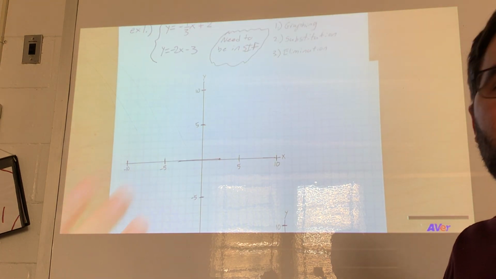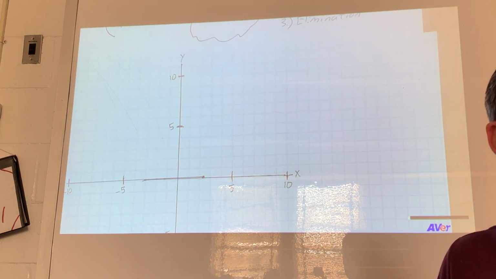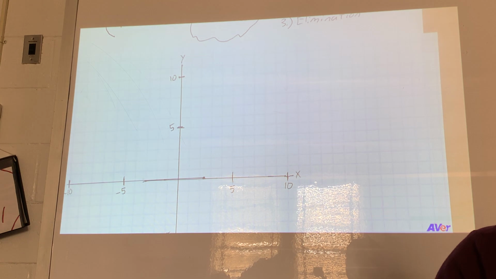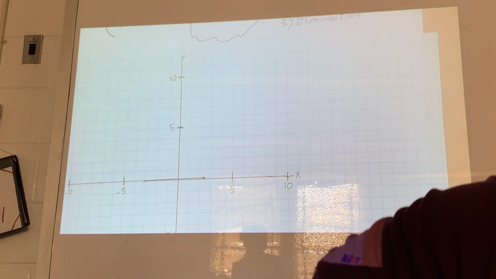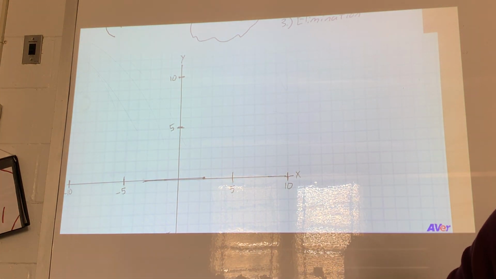Is this grid showing up on the video? Can you actually see the grid lines? I can't see it. On the video? No? I know you can see it up here. Can you see it on the video? Can you see the grid lines? Yeah? Okay. All right. We'll use this then. Maybe if I darken it a little bit. Is that better? A little bit? All right.